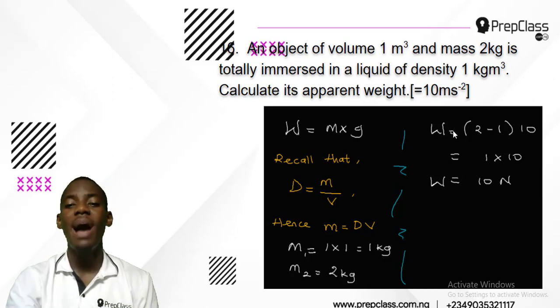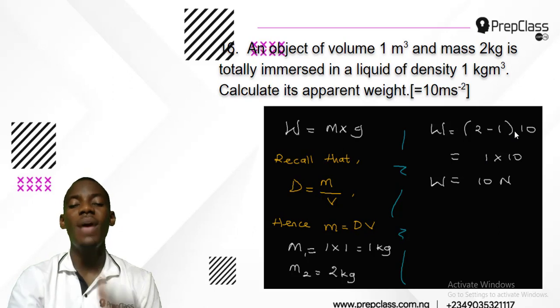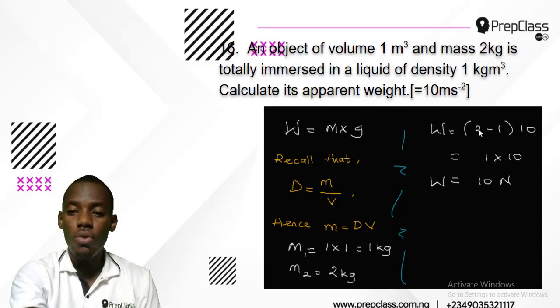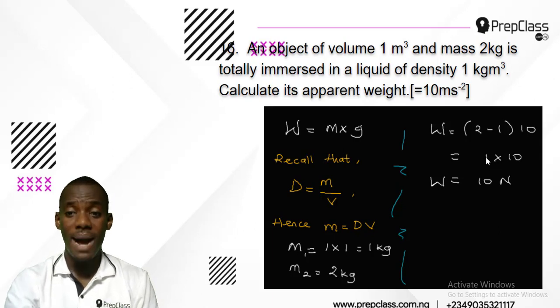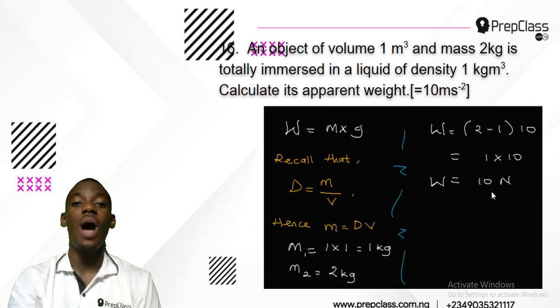So the weight is mass times g, right? Now we have 2 masses, so you have to subtract the masses from each other. The 2 kilogram minus the 1 kilogram mass will give you 1 kilogram as your apparent mass, and that will become times 10, and that will become 10 Newton as your apparent weight.